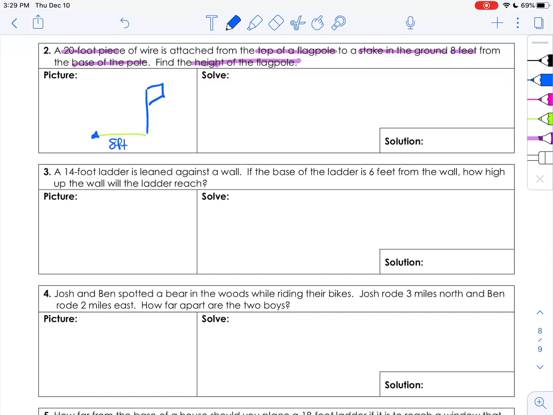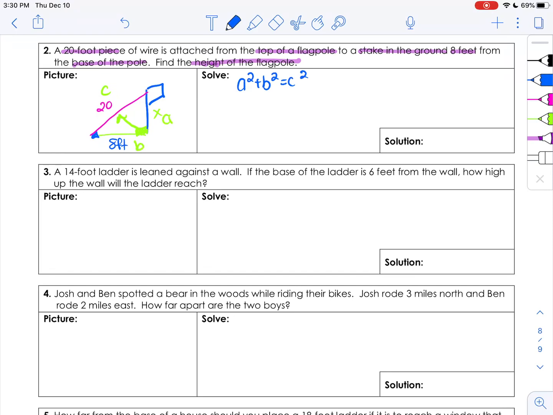And I have a 20-foot piece of wire that is attached from the top of the pole to the stake on the ground. So we can label that as 20 feet. And the question wants me to find the height of the flagpole. So again, I'm given a right triangle and I'm finding a missing side. So a squared plus b squared equals c squared. Identifying c first by going diagonally from my right angle. So c is 20, a is x, and b is 8.